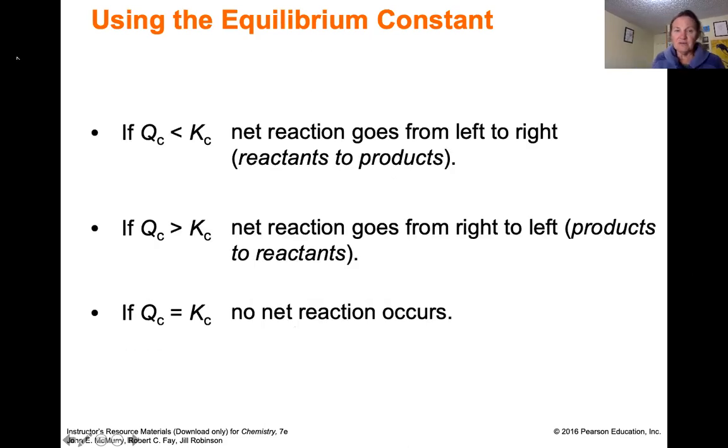So if QC is smaller than KC, then you need to make the numerator bigger and the denominator smaller. So the reactants need to go on to form products. If you calculate a QC and it's smaller than KC, you know the reaction has to go from left to right to reach equilibrium. If it's the opposite, if QC is bigger, then you need to decrease the numerator and increase the denominator to make Q smaller so it reaches a value of K. And so things are going to go from right to left, products to reactants. When you reach the point where QC equals KC, you've reached equilibrium.